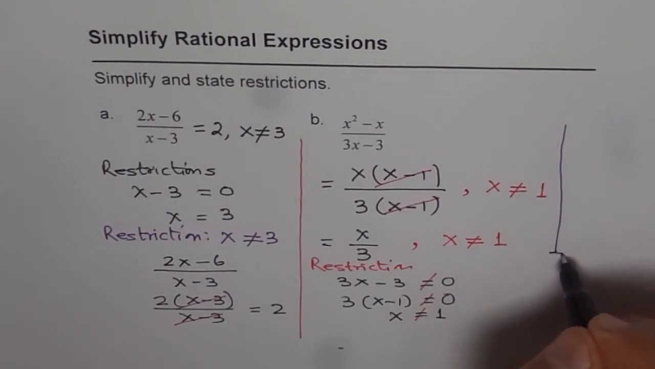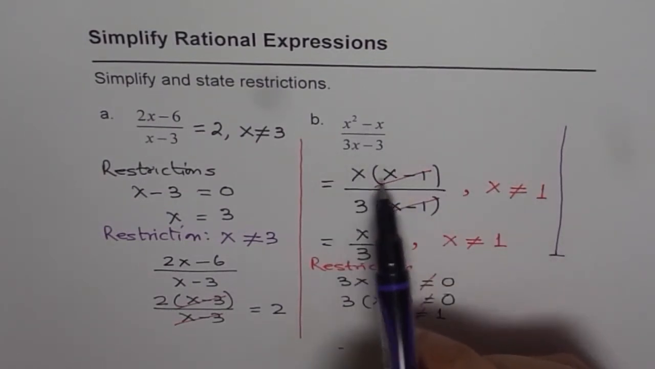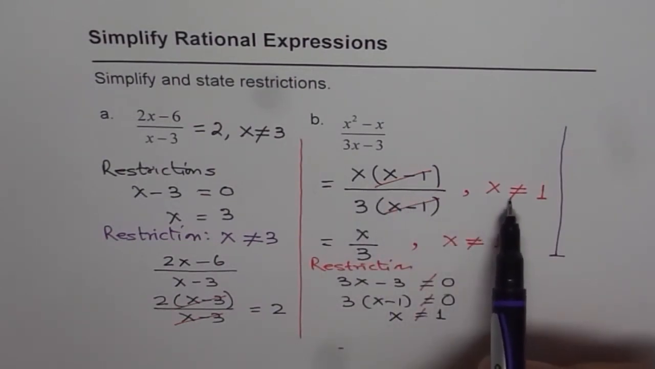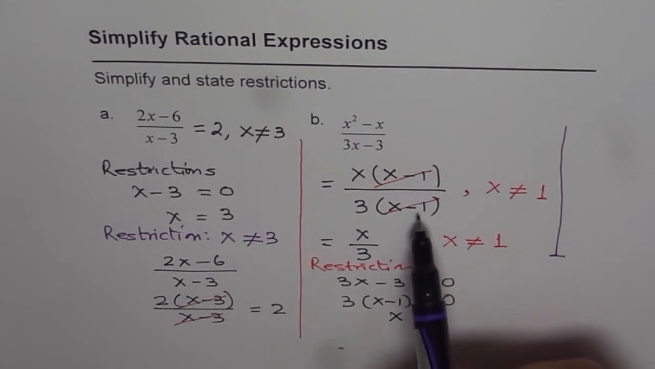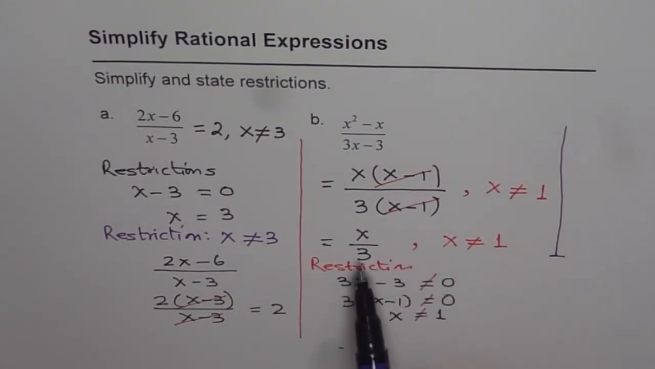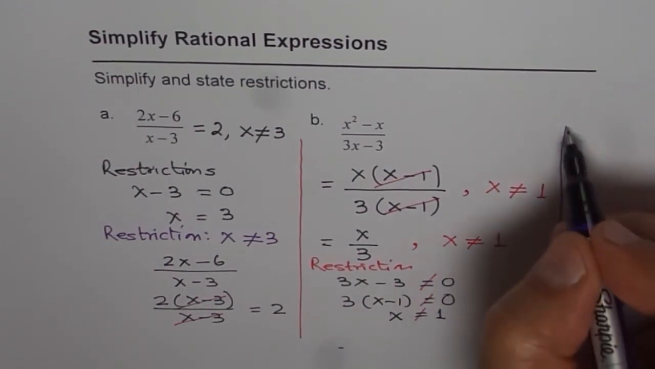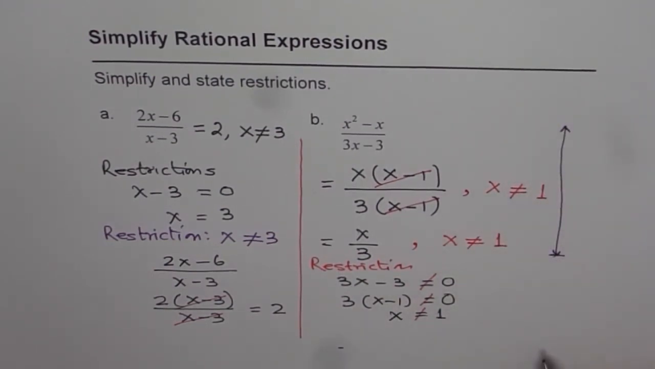So from here to here, do you see that? Start by factoring, then as soon as you cancel out, you write down the restrictions. Do you understand? Otherwise you'll miss the restriction. And then write down the simplified version of the rational expression along with the restriction. So that is how you should be solving. So these 3 steps help you to simplify and state restrictions for rational expressions. I hope that's clear. Thank you.